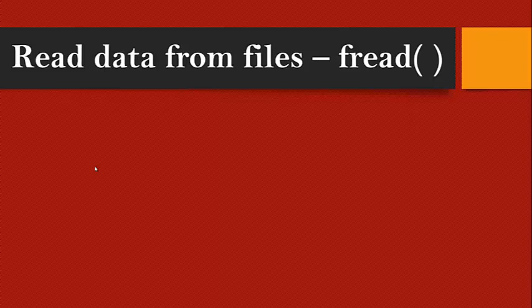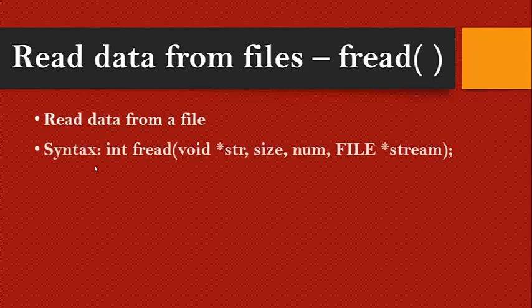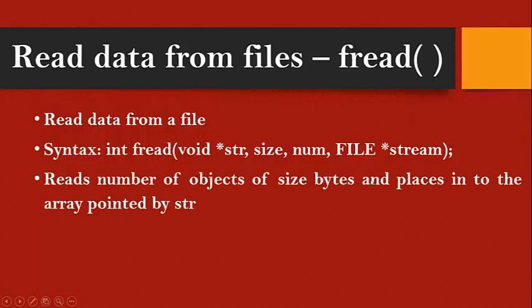Next we are going to see the function fread. fread is going to read the data from the file, and if you see the syntax, again fread is of integer data type. Here we pass 4 input arguments: your string variable, that is your character array, then the size in bytes, then the number of objects that you want to retrieve, and then the file stream. This function fread is going to read the number of objects of size bytes.